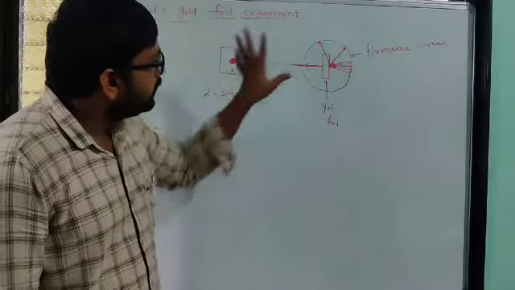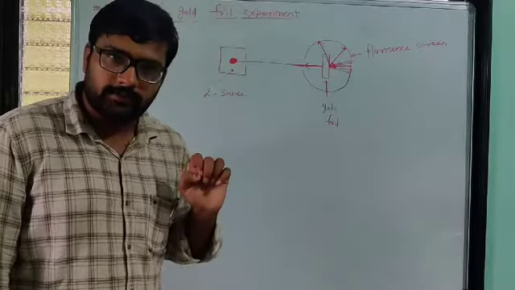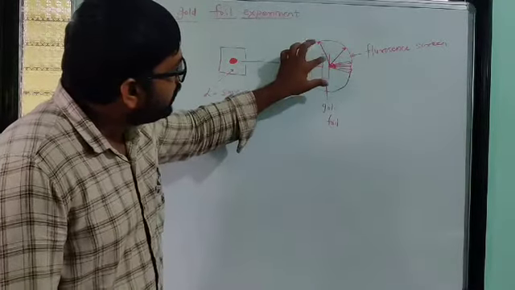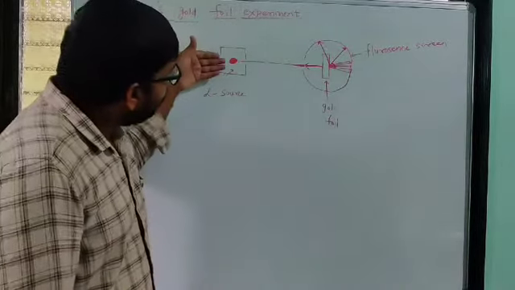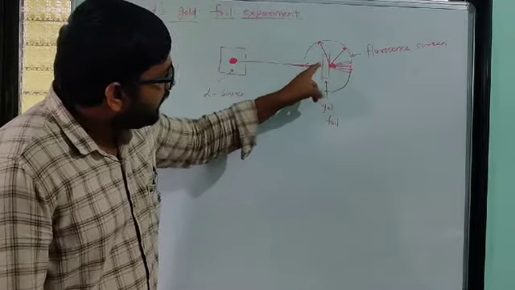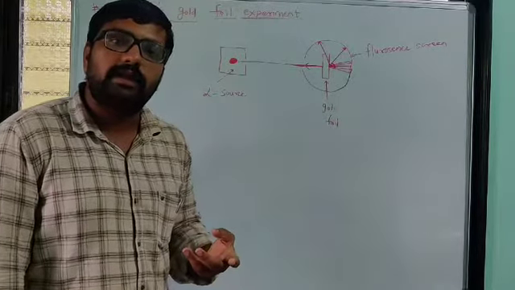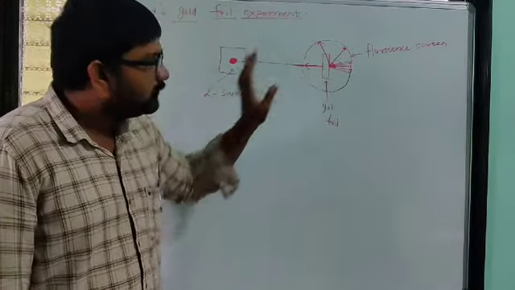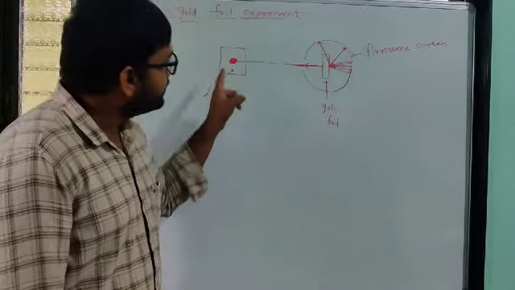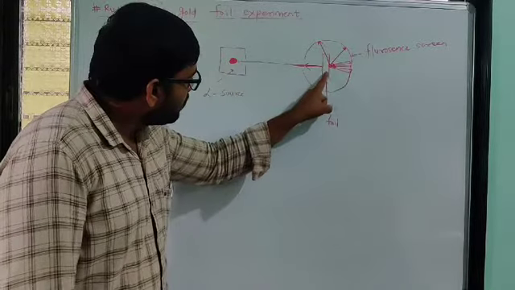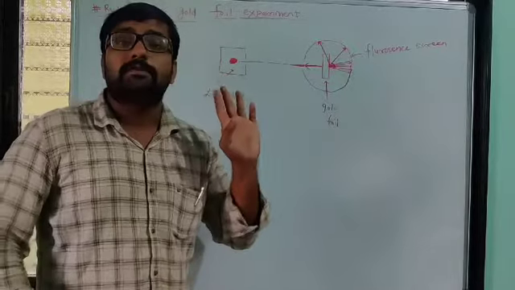Actually, this is a gold foil, and we know gold foil is made up of atoms of gold. A gold foil means a large number of gold atoms are present, and we bombard these alpha particles on the atoms of gold. We know every substance is made up of atoms. Here this gold foil is also made up of atoms. So a large number of gold atoms are present, and we bombard these alpha particles on the atoms of gold.